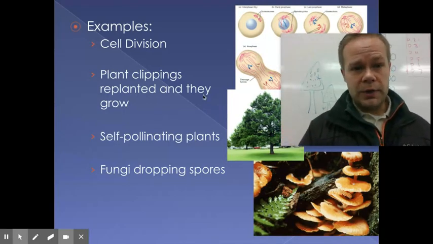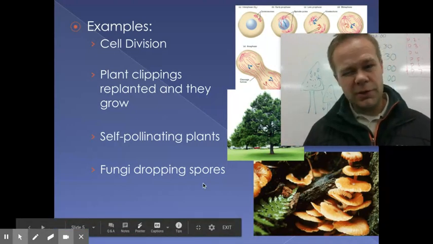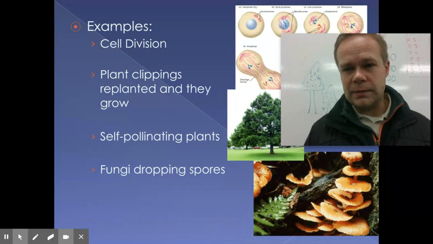Almost always with asexual reproduction, we're talking cell division and fungi dropping spores. The others are rare cases. And there are some other rare cases, but that's all we'll go into.